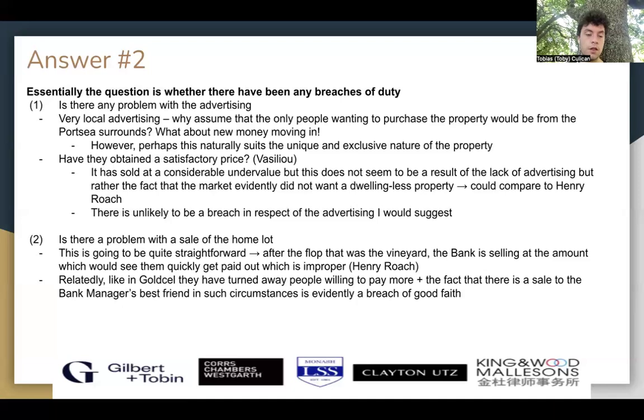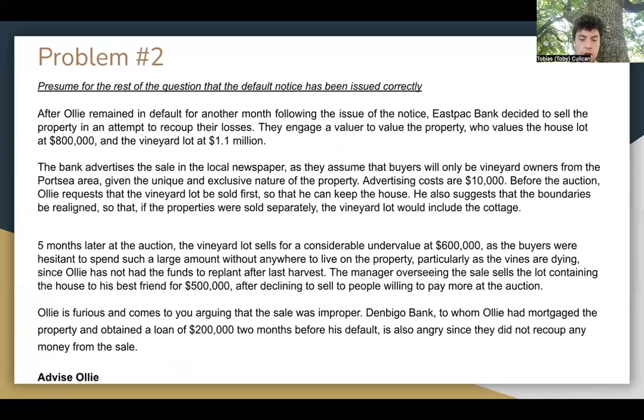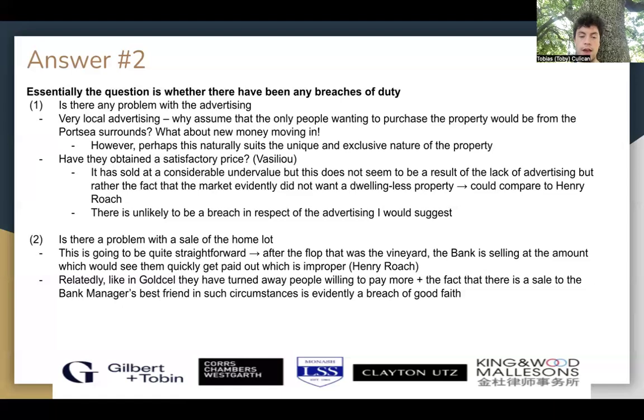Is there a problem with the sale of the home lot? It's going to be quite straightforward. After the flock that there was a vineyard, the bank is selling the home lot. And notably, they have taken account of what the mortgagor wants them to do, but they are selling at the amount which would see them quickly get paid out.